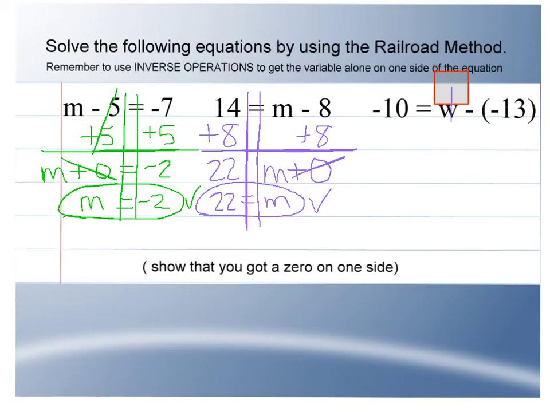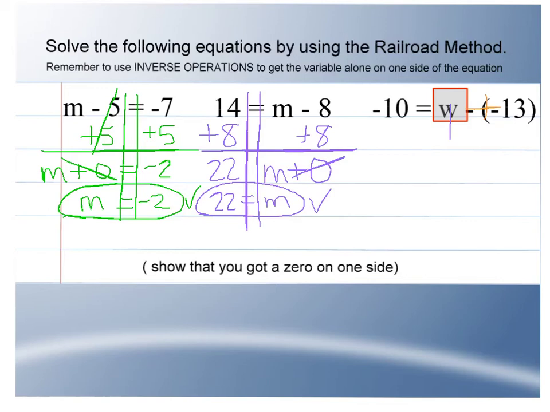So again, I'm going to cover up the variable, only this time I have to be really careful because you can see here that we have a double negative. And so when we have a double negative, let's go ahead and do the keep, change, change. That's going to help us to make sure that we don't make some simple mistakes. So when I keep, change, change, w stays the way it is, my subtraction becomes addition, and my negative 13 becomes a positive 13.